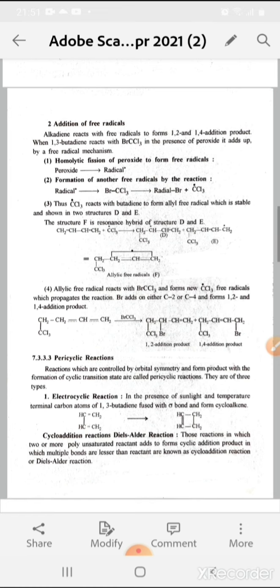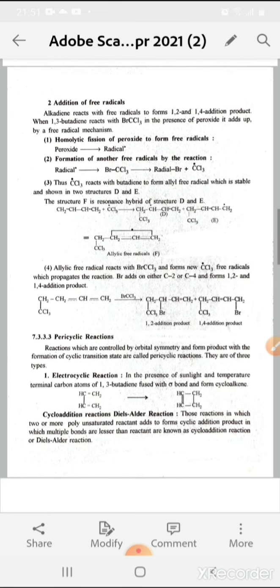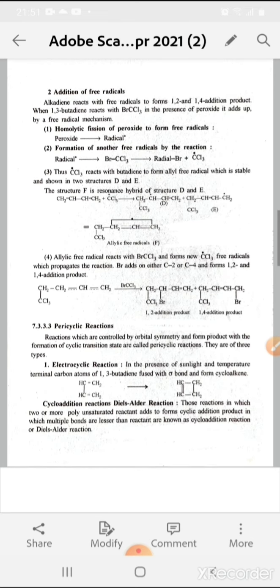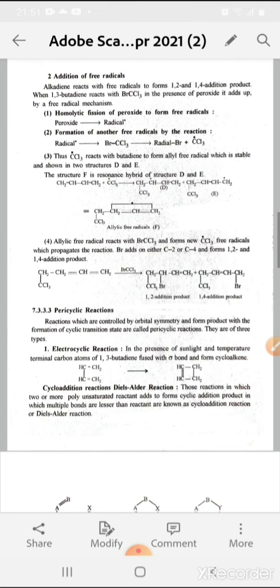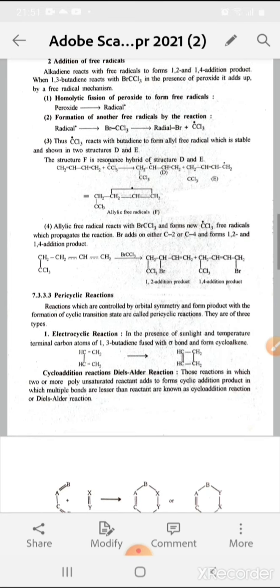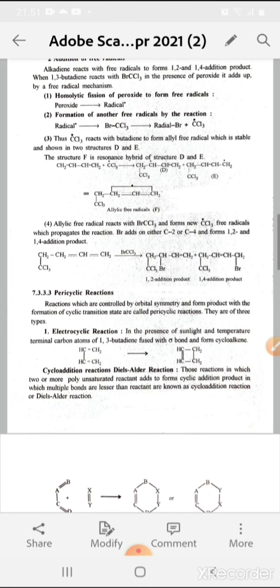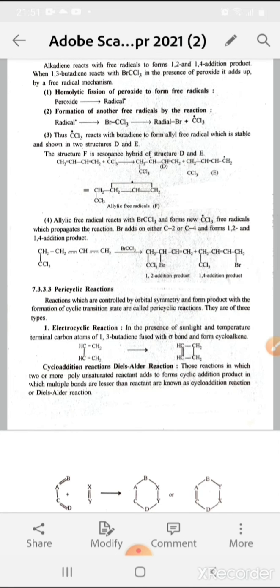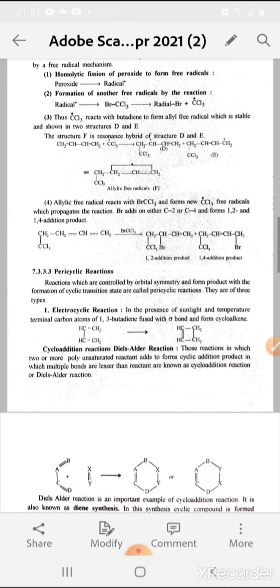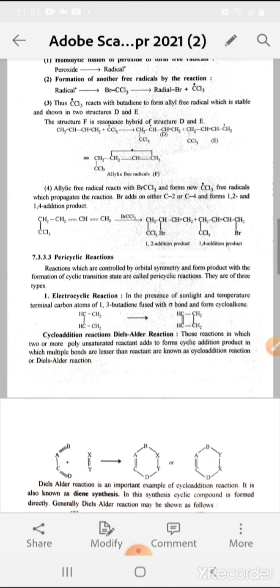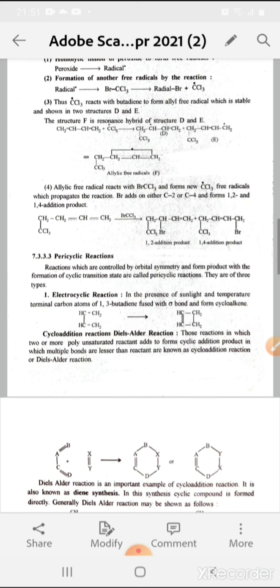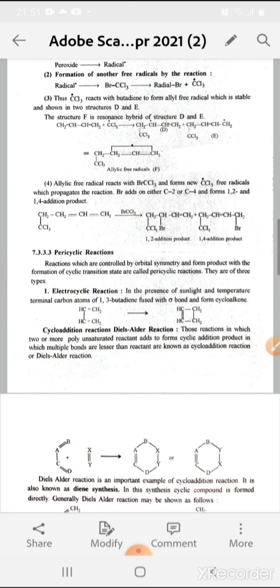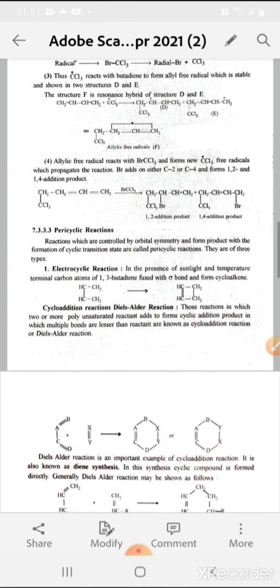This new CCl3 radical reacts with butadiene to form an allyl free radical, which is stable and shown in two structures, D and E. The structure F is the resonance hybrid of structures D and E. So here we see that stability is attained by resonance. The allylic free radical reacts with BrCCl3 and forms new CCl3 free radicals, which propagate the reaction. Now the bromide acts on either C2 or C4 and forms 1,2 and 1,4 addition products.